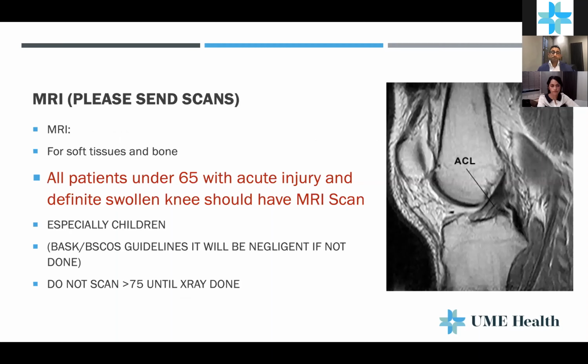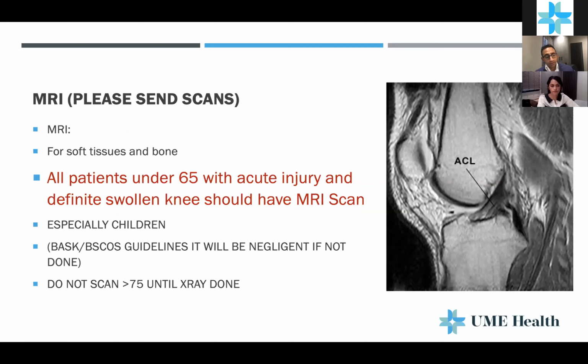MRI scans. Well, I scan most of the patients I see, so I'm not by any means suggesting that MRI scans shouldn't be done, but it's really important that they're done in the right context. So in general, if a patient is over 70, you want to get x-rays first. And if those x-rays are normal and you can't find a bony pathology, then get an MRI scan. It's kind of the opposite for younger patients.